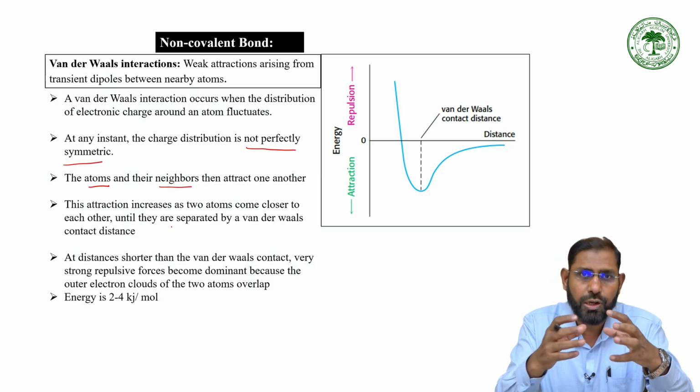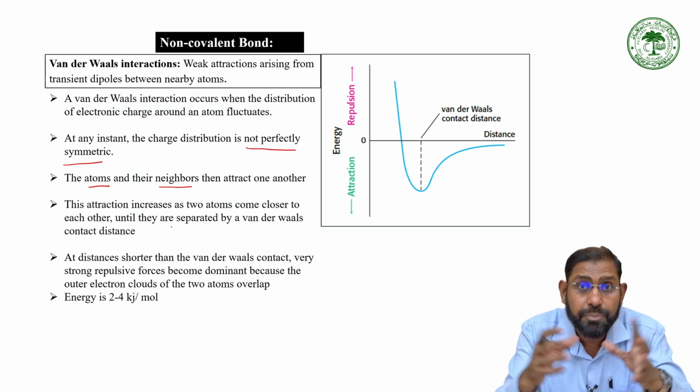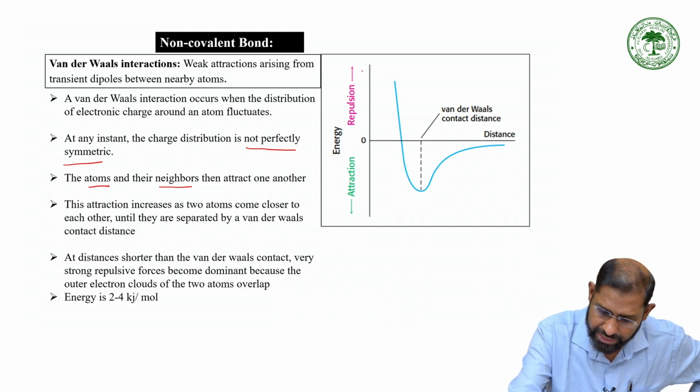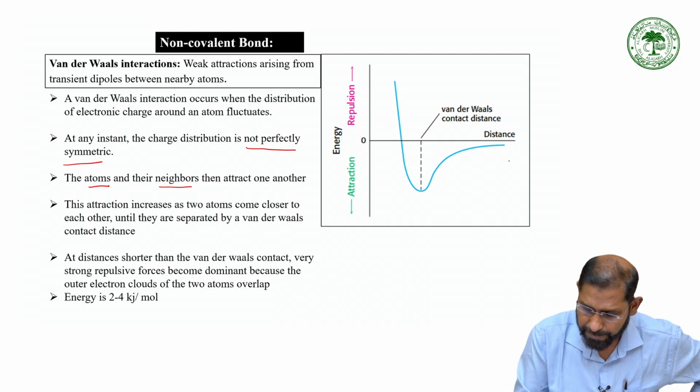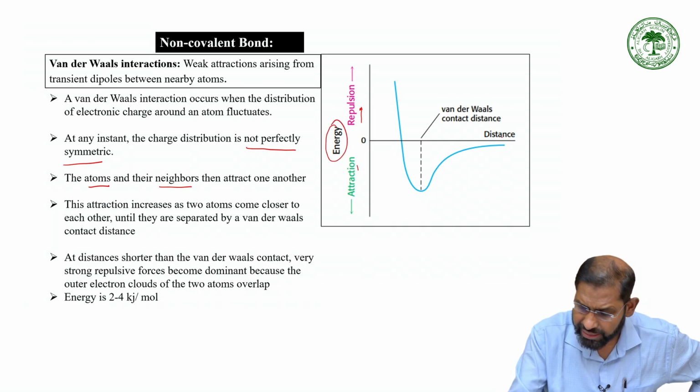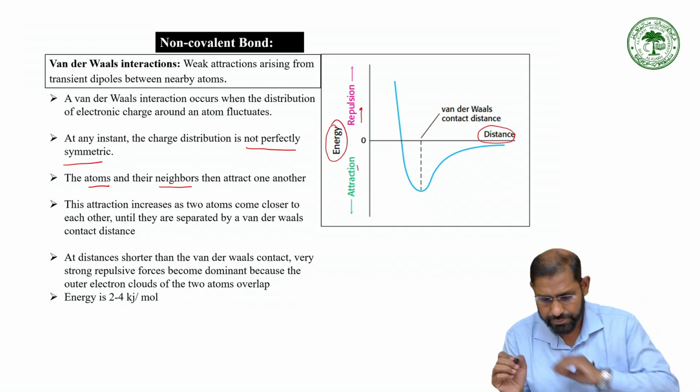If they are closer than the van der Waals distance, they repel. This is explained in the graph. This is the y-axis and this is the x-axis. On the y-axis, above zero we have attraction and below zero repulsion, and this is energy, and they have a distance. So what happens?